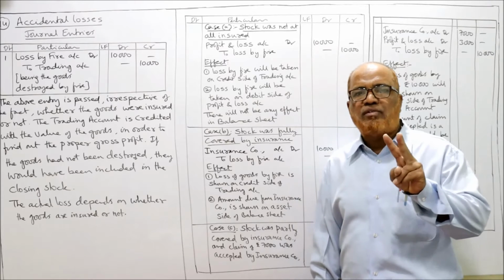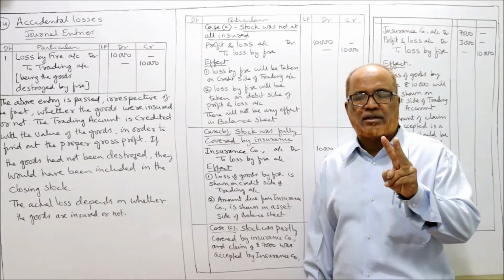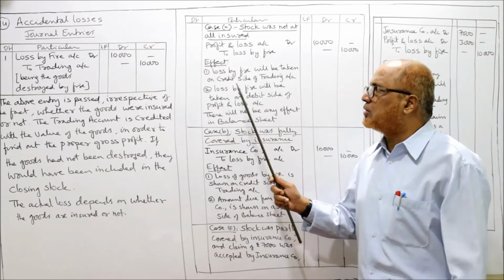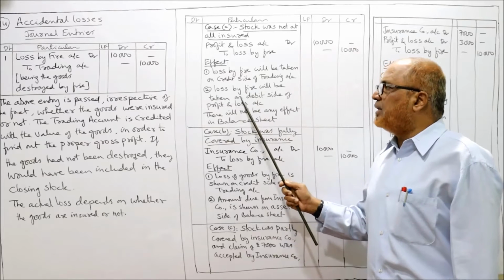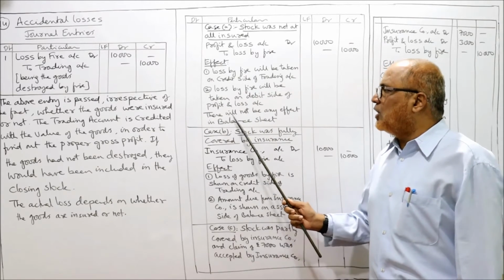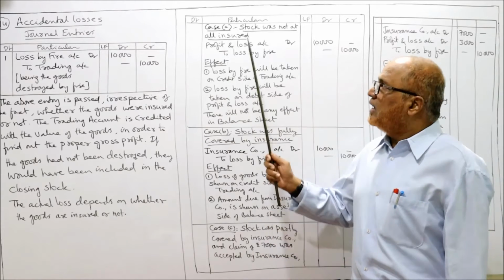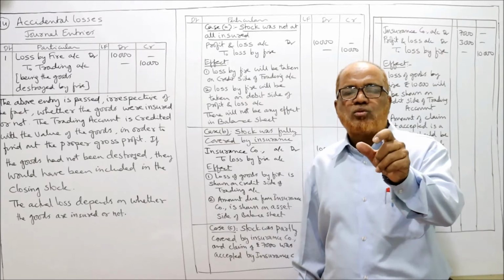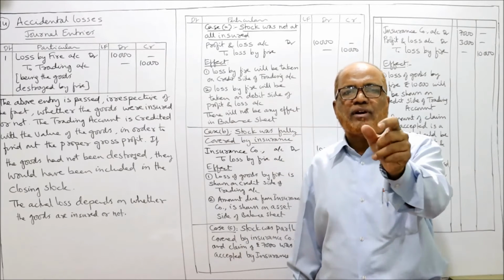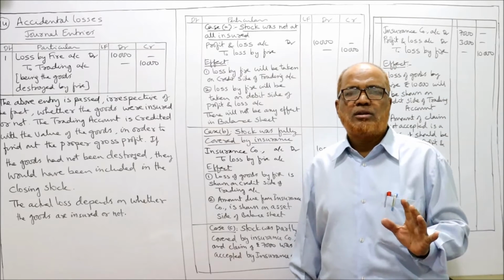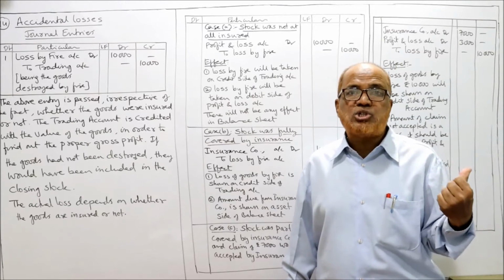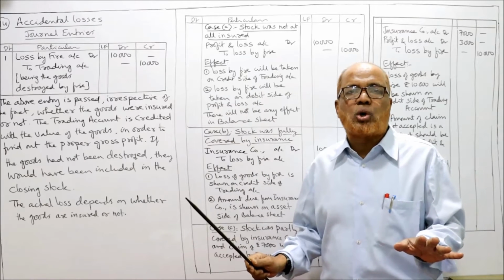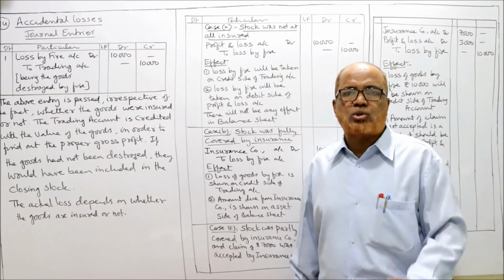See here, in every adjustment we have two impacts. Two accounts will be affected. The loss by fire, first of all, we are taking on the credit side of trading account. Secondly, loss by fire will be taken on the debit side of profit and loss account. There will not be any effect in the balance sheet. In this case, if the goods are not at all insured, trading account will be credited, profit and loss account will be debited by 10,000. That's it. No effect in the balance sheet. Complete 10,000 rupees is a loss to the business.